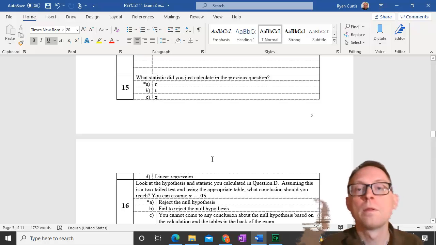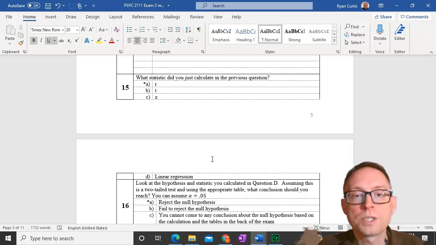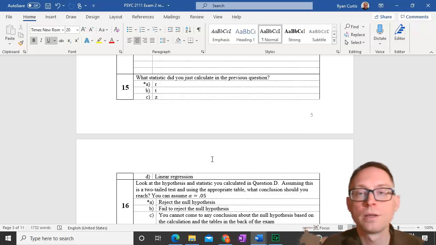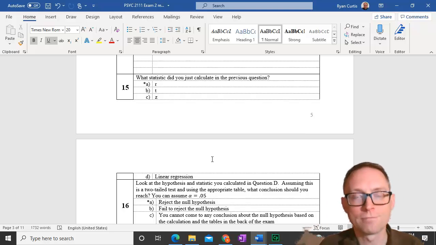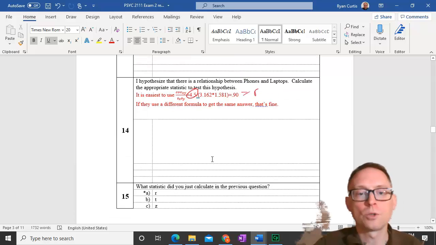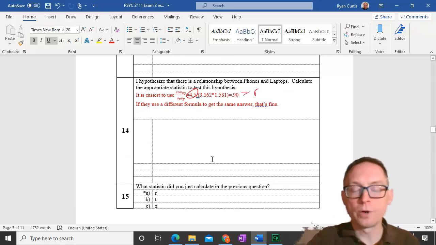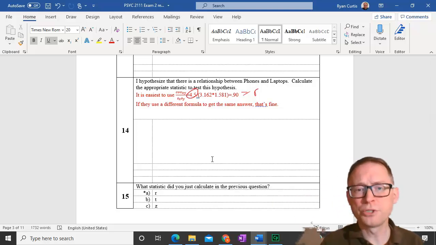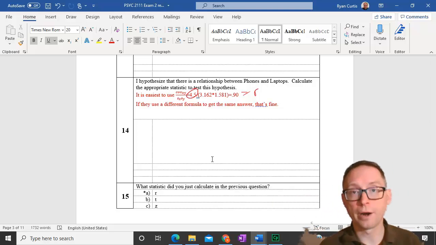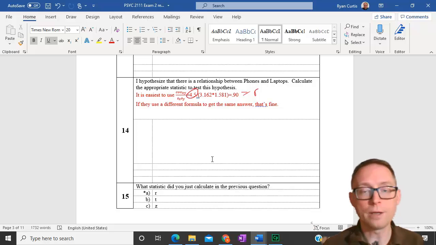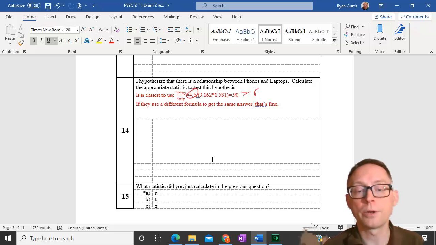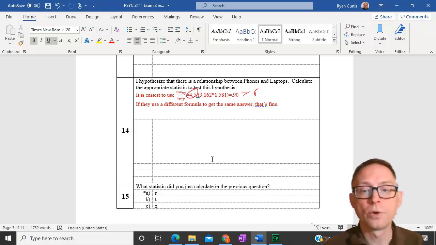Number 15. What statistic did you just calculate in the previous question? That's Pearson's R. Yep, you just calculated Pearson's R. How do we know we did that in the right way? Because I think there's a relationship between phones and laptops. That's 2 continuous variables, not 3, not 4. They're both continuous in this case, and I just want the general relationship. I didn't say if you have 2 phones, exactly how many laptops would you predict I have? That would be a linear regression. So in this particular case, we calculated Pearson's R.